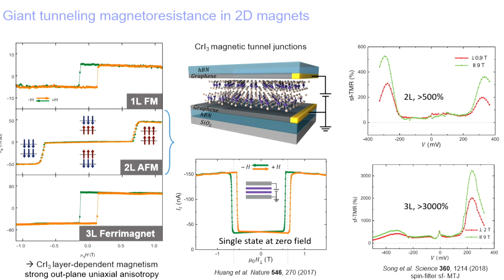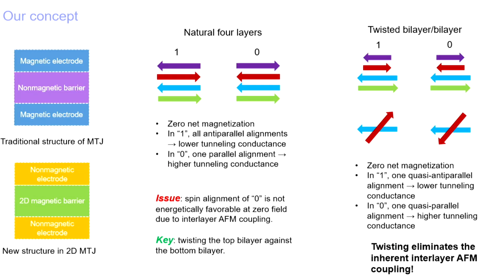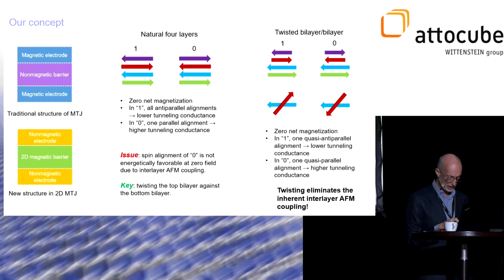Zero bias, no signal. You have to go to 300 millivolts to see a signal. Again, not technologically relevant. So let's just summarize. If we take a conventional ferromagnet, we have two magnetic electrodes separated by a tunnel barrier. You can see changes in tunneling conductance of up to 1,000% at low temperatures, a few 100% at room temperature. And these, with synthetic anti-ferromagnetic electrodes, form the basis for tunneling magnetic random access memory.